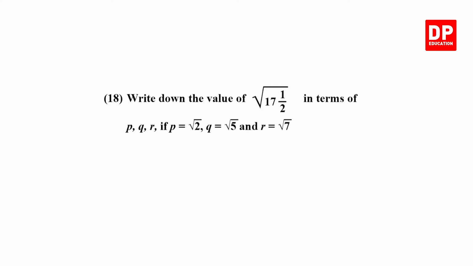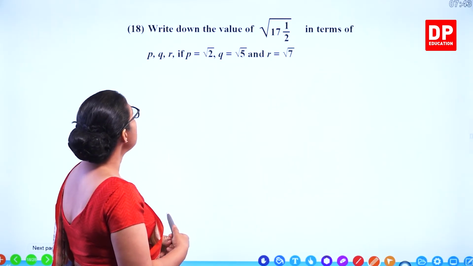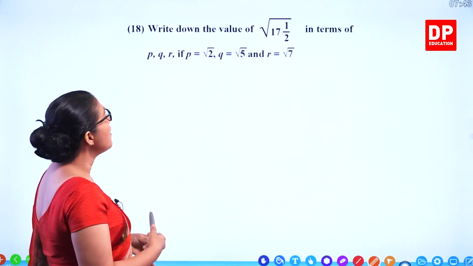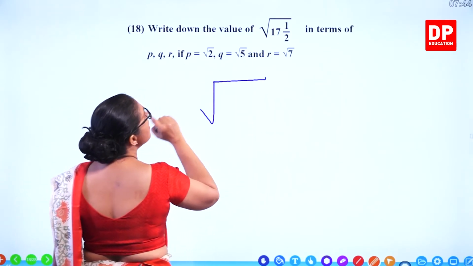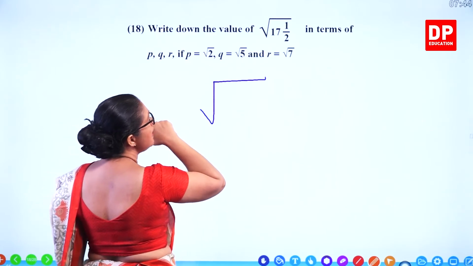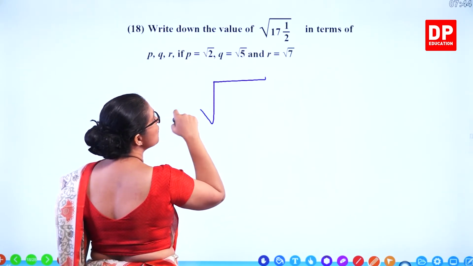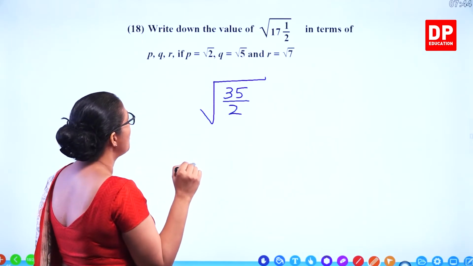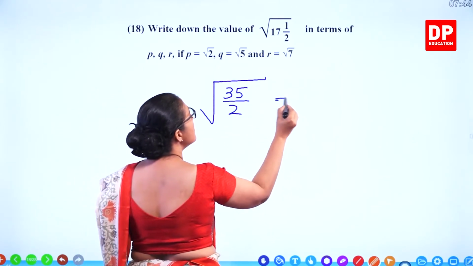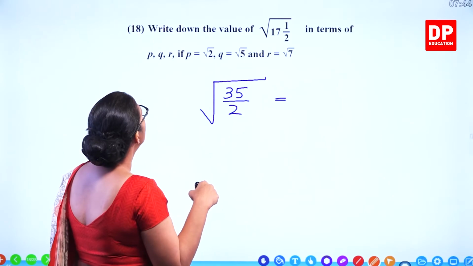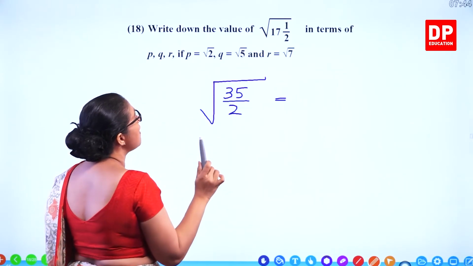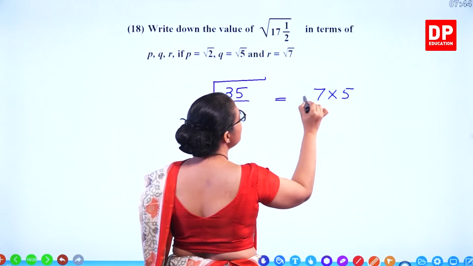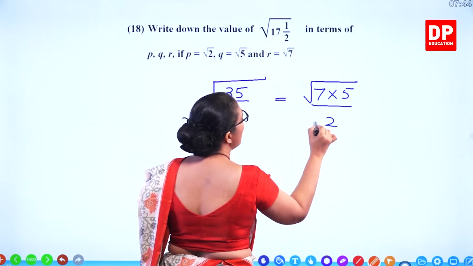Question number 18. Write down the value of root 17.5 in terms of PQR. And P is given root 2, Q is root 5 and R is root 7. So first write as an improper fraction: 2 times 17, 34, 34 plus 1, 35 over 2. How can you write 35 as a product of factors? We can write 7 and 5 using these terms. I can write 7 times 5 and here 2. I can write separately.